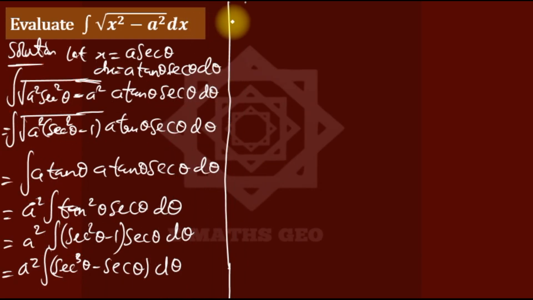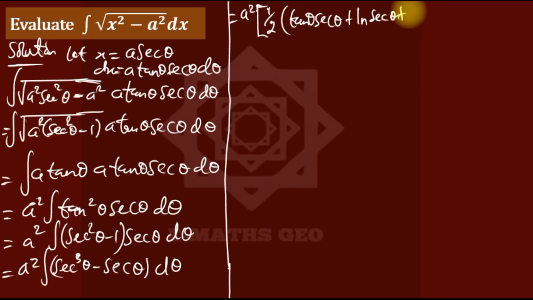So we are still going. sec theta tan theta plus ln sec theta plus tan theta. The integral of sec is ln sec theta plus tan theta, so plus k.